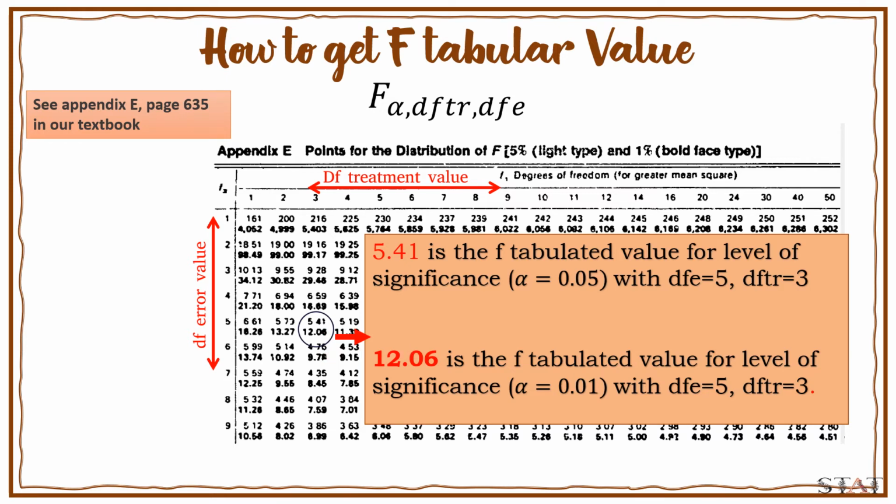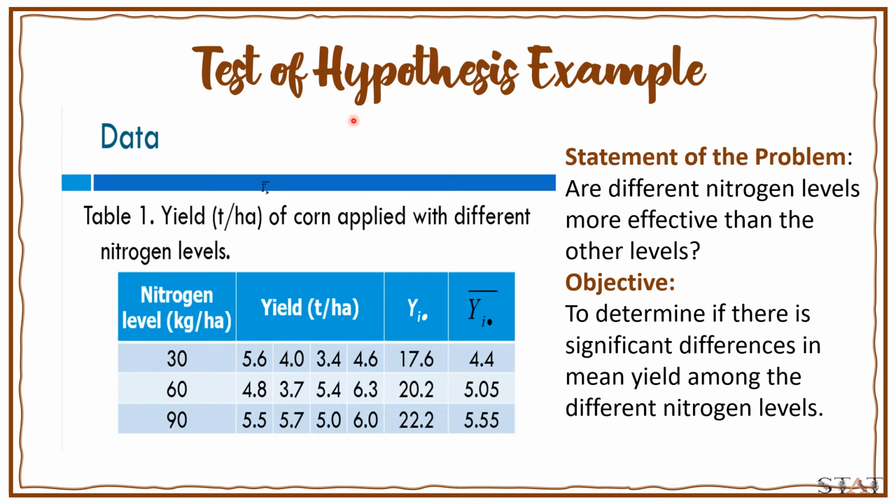So let's have some example for you to better understand it. Test of hypothesis. So for example, we have the yield in tons per hectare of corn applied with different nitrogen levels. So we have 30 kilograms per hectare, and then 60 kilograms per hectare, and then 90 kilograms per hectare. And then our factor levels are replicated 4 times. And then this is the data. So in 30 kilograms per hectare, replicated 4 times, the values are 5.6, 4.0, 3.4, 4.6, and then our total, this is the treatment total, 17.6, and then the treatment mean is 4.4.